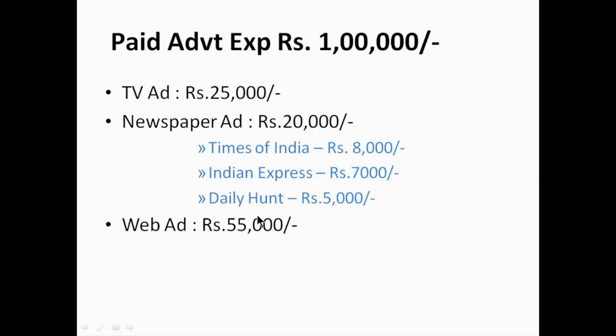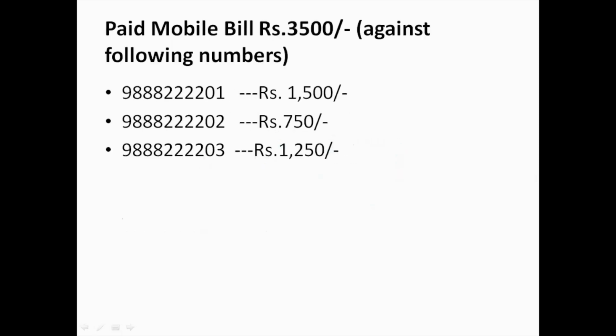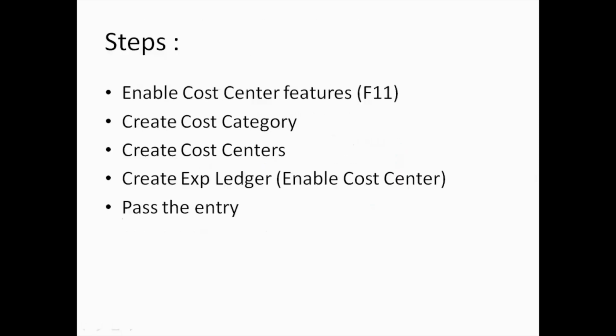So we need to pass the entry. Generally, we will pass the entry as advertisement expense account debit 1 lakh to bank account 1 lakh. But as we need to give the details of all the expenses, all these are the cost centers. We will create them as cost centers, and then we will enter the transaction. So how to apply these cost center features?